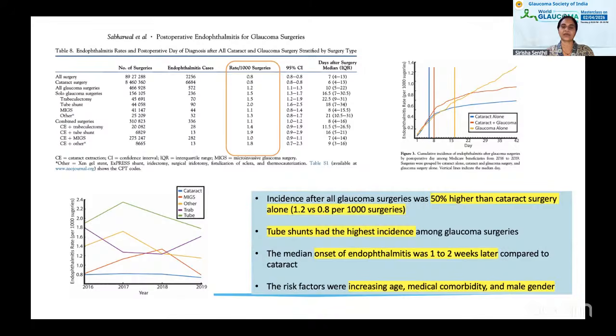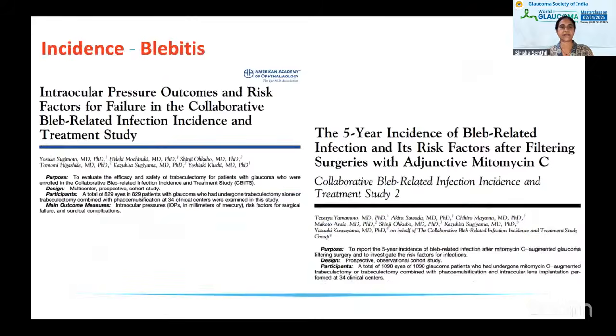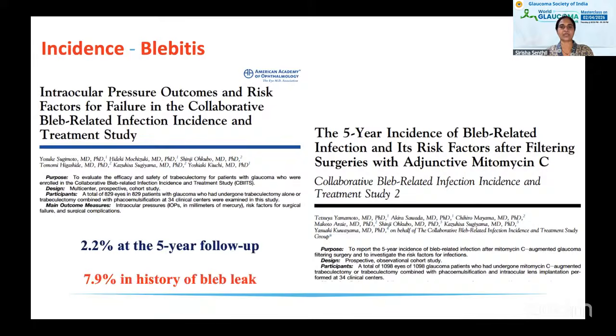Risk factors that they noted were increasing age, that means older patients, and if somebody had medical comorbidities like diabetes and things like that, and of course, male gender. There was a very interesting study from Japan where they called it the Collaborative Bleb-Related Infection Incidence and Treatment Study, where they looked at the incidence as well as how the responses to treatment were. In the risk factors that they evaluated, they found that patients with bleb leak had a far higher chance of developing a blebitis or a bleb-related endophthalmitis.